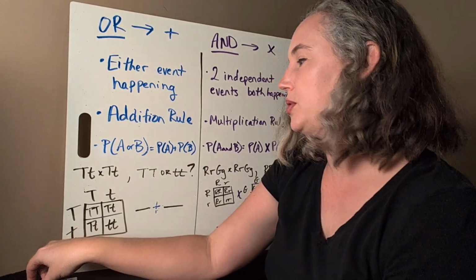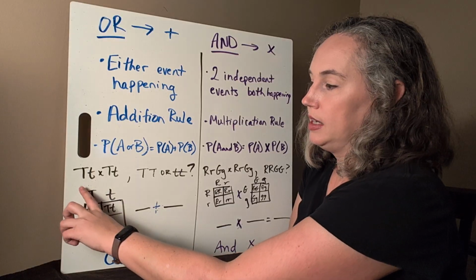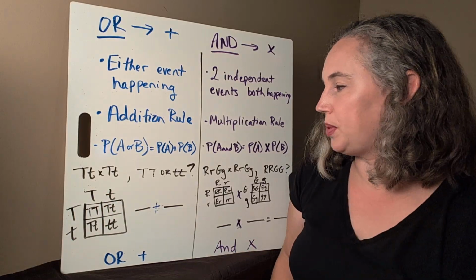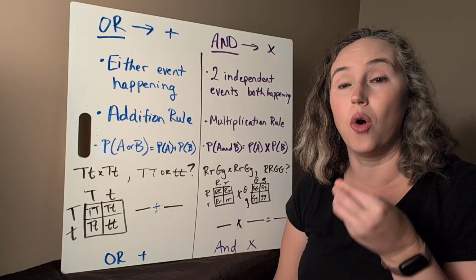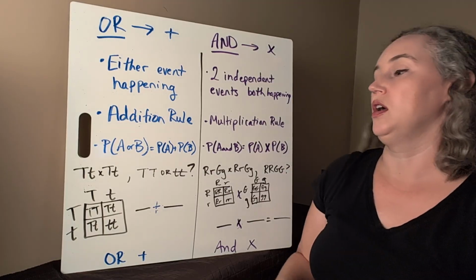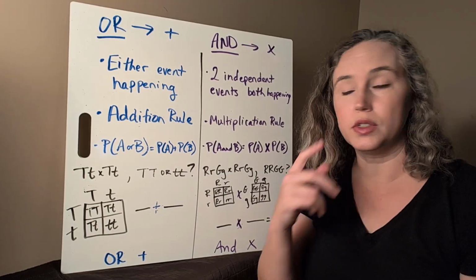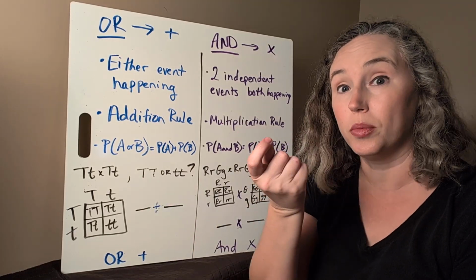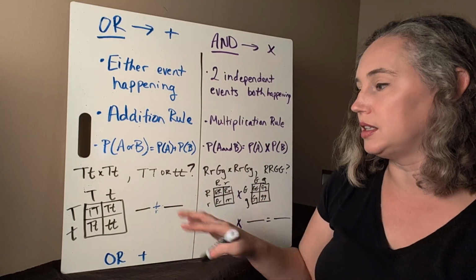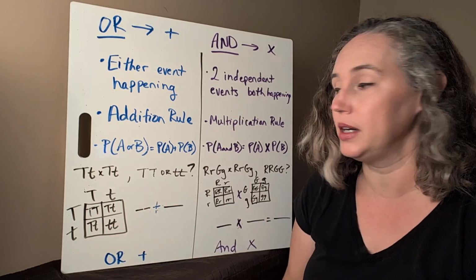Here's a quick example. If you have two heterozygous parents, what's the probability of them having a homozygous child? Homozygous means they have two of the same traits. So they could be big T, or homozygous recessive, little t. I've gone ahead and worked out the Punnett square.